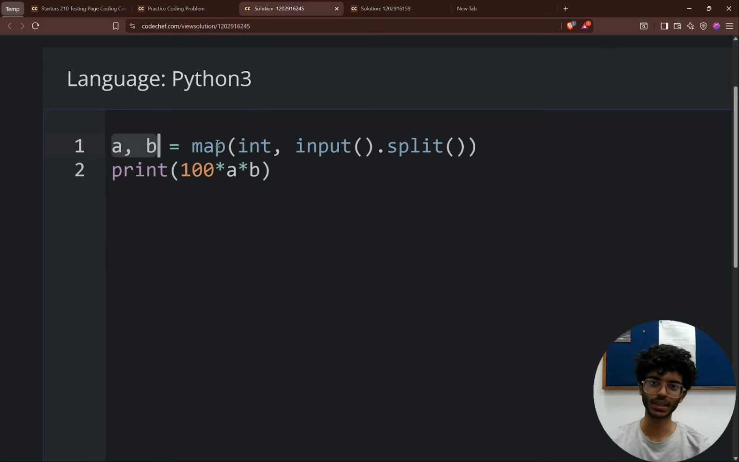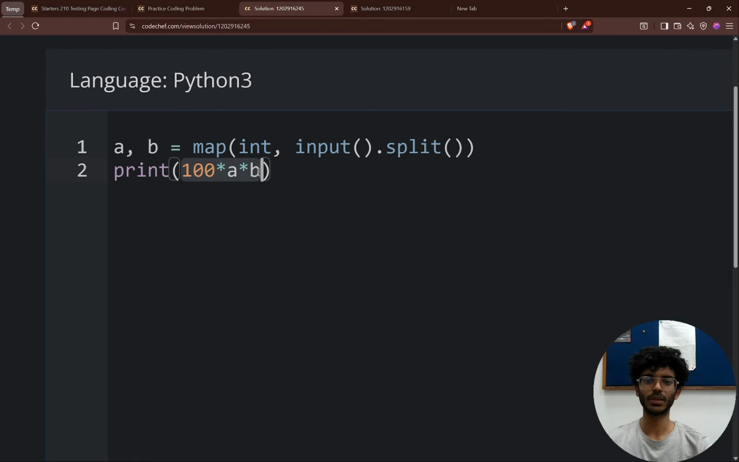So we'll be taking in the input like this. What I'm doing here is first of all taking in the input of the whole line as a string and we'll split that with respect to spaces. This function will give us a list of strings which will contain A and B. Now we'll convert that list of strings into integers using this map function. Now we can just unpack them inside A and B directly using this. So overall, it will take in the input of A and B and put them inside these variables A and B. Now all we need to do is print 100 times A times B and we are good to go. And that's pretty much the whole solution.